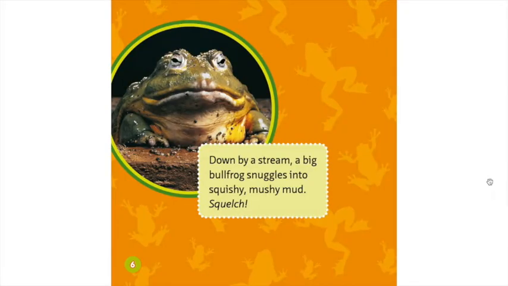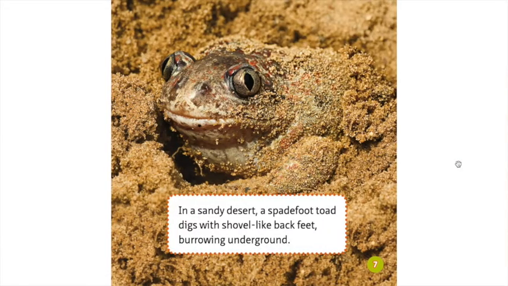Down by a stream, a big bullfrog snuggles into the squishy, mushy mud. Squelch. In a sandy desert, a spadefoot toad digs with shovel-like back feet, burrowing underground.